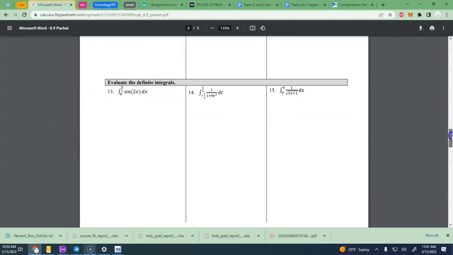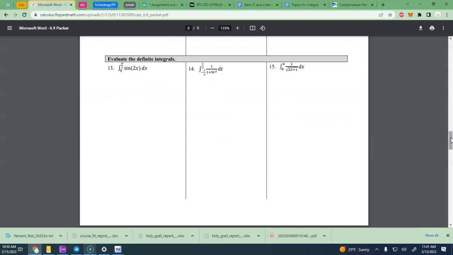So let's say number 13. That's got a definite integral and it's got trig, which freaks everybody out. Remember, you can skip 14. I think I told you yesterday.